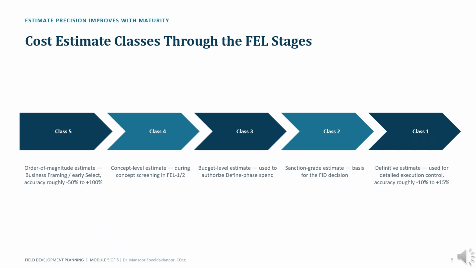Early in project life, Class 5 estimates provide only an order of magnitude indication of cost. These estimates support opportunity screening and early concept evaluation. As engineering definition improves, estimates progress through Class 4 and Class 3. By the time the project reaches FID, management expects a Class 2 estimate that is sufficiently mature to support investment decisions. During execution, detailed engineering enables Class 1 estimates and tighter cost control. The important connection is that estimate accuracy should match project maturity. A project should never be asking for a $1 billion investment decision using a Class 5 estimate.